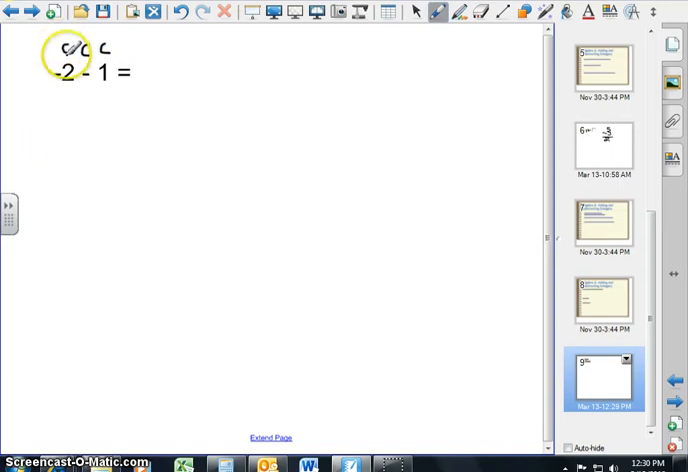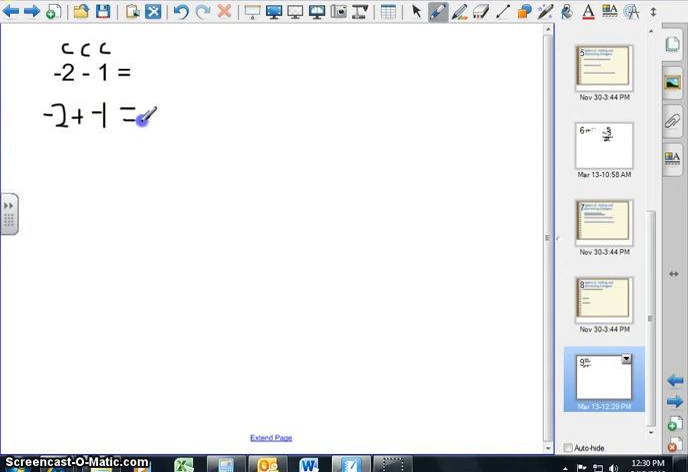Now, the first C means constant, that means it stays the same. So the negative 2 is going to stay a negative 2. Now, this minus sign, we're going to change it. It's going to become positive. And this positive 1, we're going to change it. It's going to become minus 1. So now I have a negative 2 plus a negative 1.